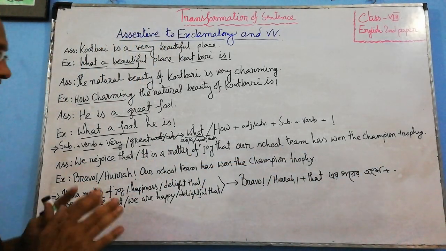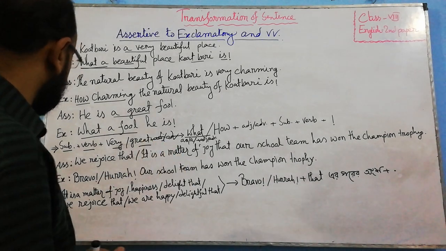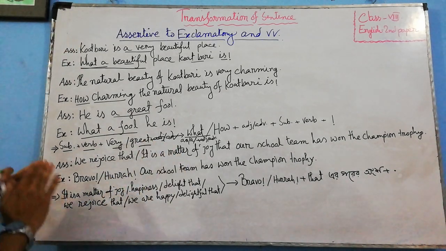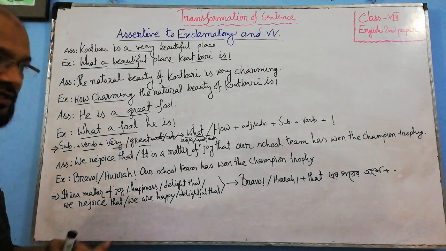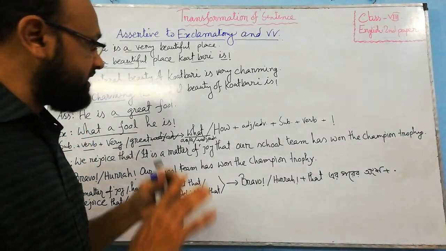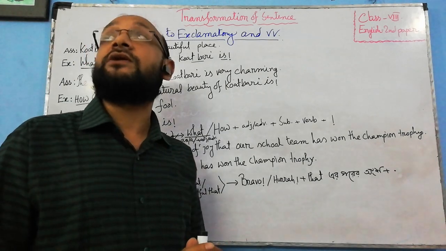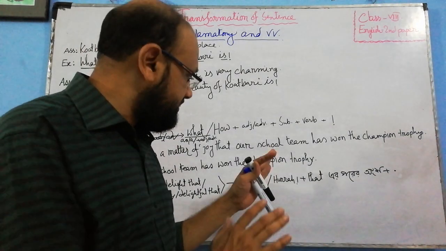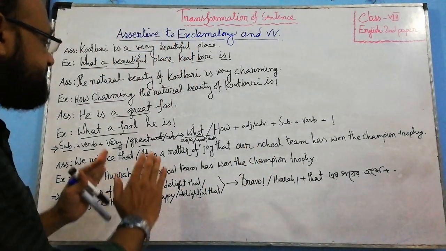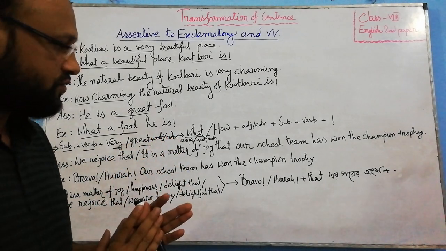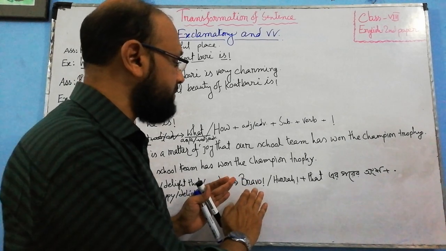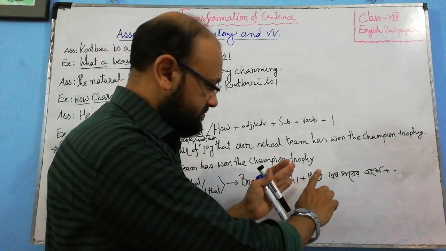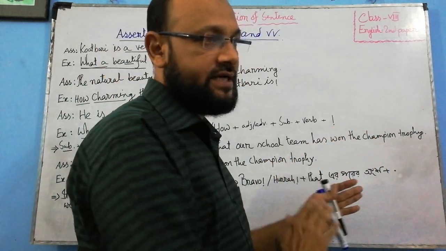Okay, I think you can easily understand that if a sentence starts with we rejoice that, we are happy that, it's a matter of joy that, it's a matter of happiness that, এসব যদি থাকে আমরা ওই সেন্টেন্সটাকে এক্সক্লেমেটরি করতে হলে কিভাবে করব, in that case we will use an interjection, that is bravo or hurrah, plus the remaining part after that, and then a full stop.